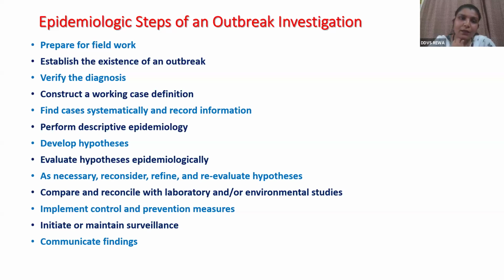On the basis of that, we perform the description of the disease, like which species is affected, what time the disease is occurring, and all the description related to the disease is done in this descriptive epidemiology. On the basis of all this information, a hypothesis is developed, and these assumptions have to be tested and evaluated epidemiologically so that we can reach a conclusion, and these conclusions help us in the development of strategies for prevention and control measures.